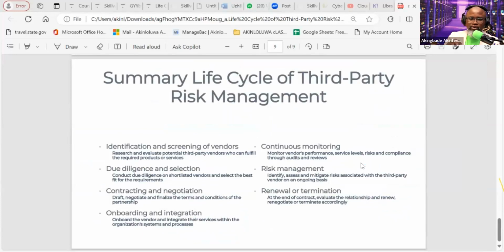This is a very good one. A summary of the life cycle of third party. Somebody can ask you in an interview, can you walk me through typically what is the life cycle of third party? I've seen somebody ask that question in an interview before. Number one, identification and screening of the vendors. We have to think about due diligence and selection of the vendors, contract negotiation, onboarding and integration, continuous monitoring, risk management, and renewal or termination of the contract.